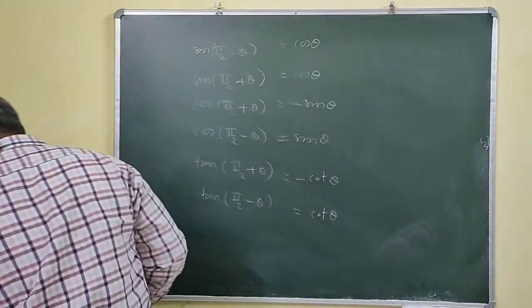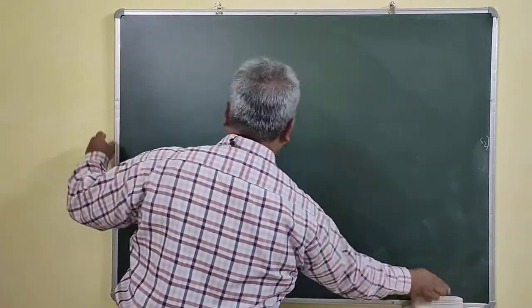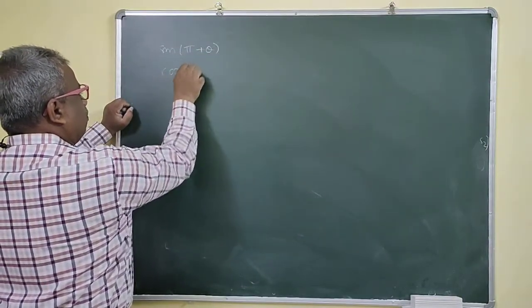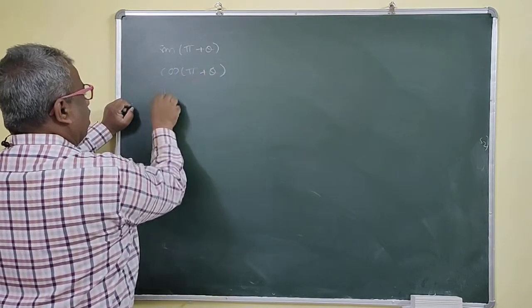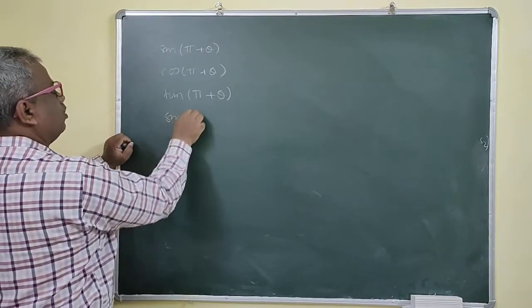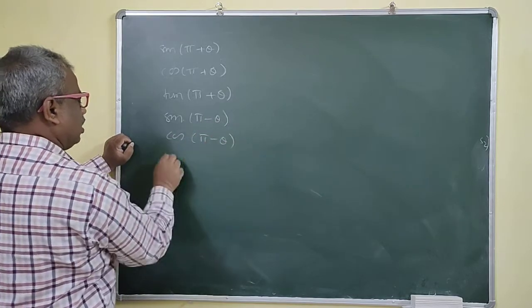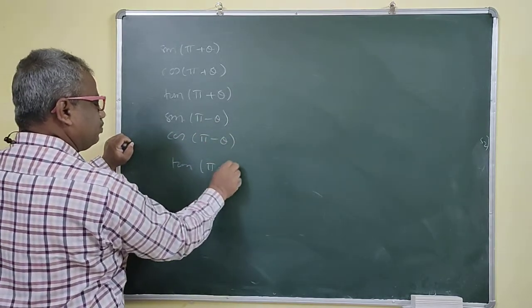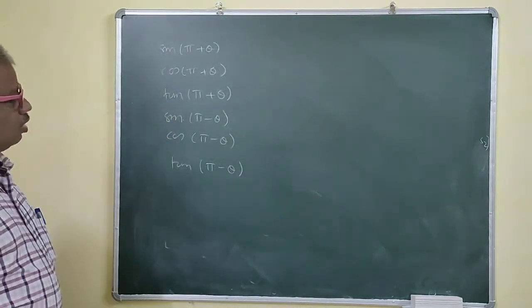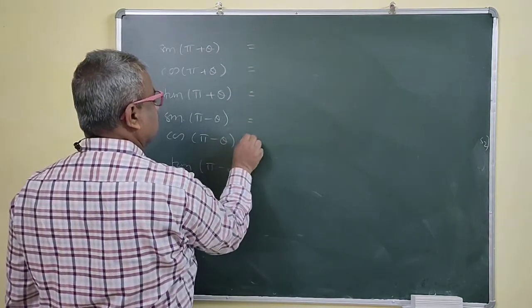Now, next we will see pi minus theta and pi plus theta. So sine of pi plus theta, cos of pi plus theta, tan of pi plus theta. Then we will see sine of pi minus theta, cos of pi minus theta, and tan of pi minus theta. So tan pi is 0. Now just say the formula and write all those things.